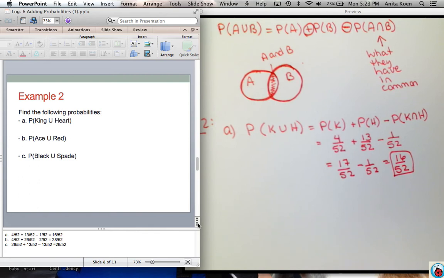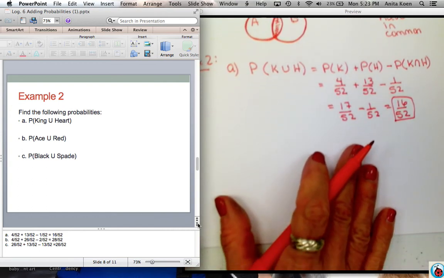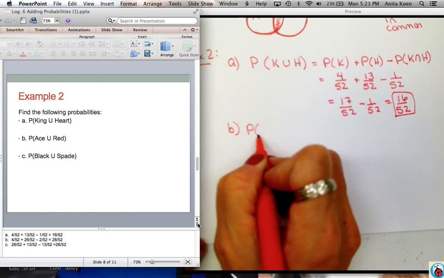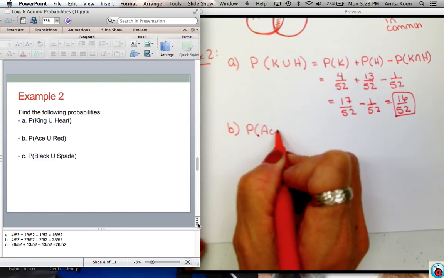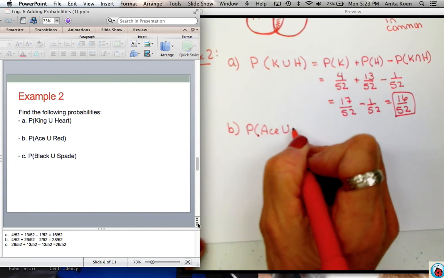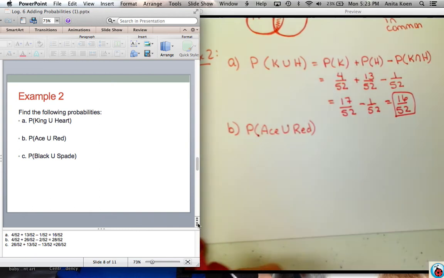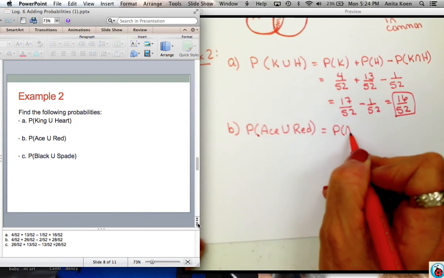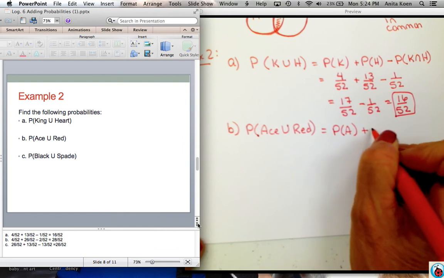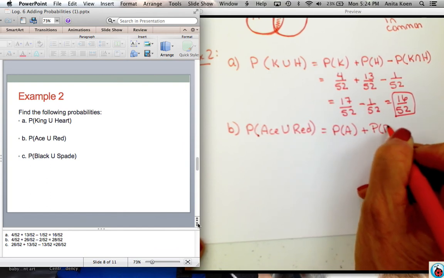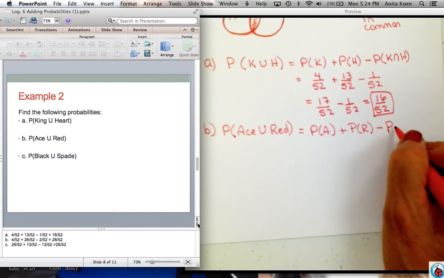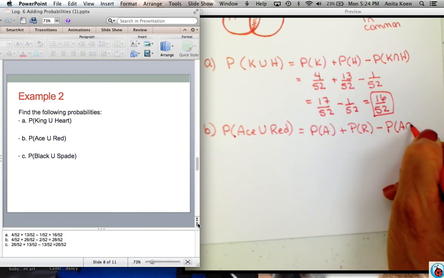The next thing that we're going to do is look at letter B. And we're going to find the probability that we are going to draw an ace or a red. Okay, so the first thing we have to do is find the probability that we get an ace, and to that we're going to add the probability that we're going to get a red, and then from that we're going to subtract the probability that we would get an ace and a red.